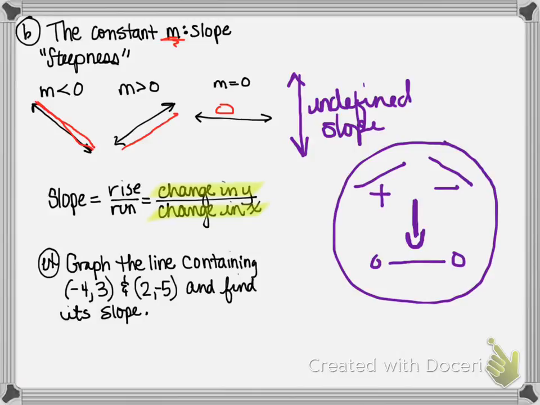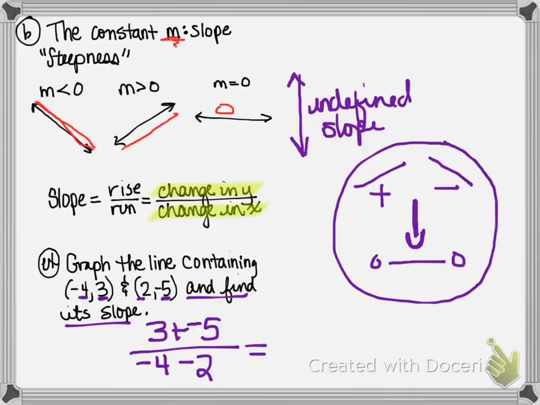So let's look at this example here. Pause the video and see if you can do it. If we're going to graph the line containing negative 4, 3, and 2, negative 5, and find its slope, I'd find its slope first. So we're going to say change in y, so y minus y over change in x, x minus x. 3 minus negative 5 is 8. Negative 4 minus 2 is negative 6. Simplify your fraction, and your slope is negative 4/3.